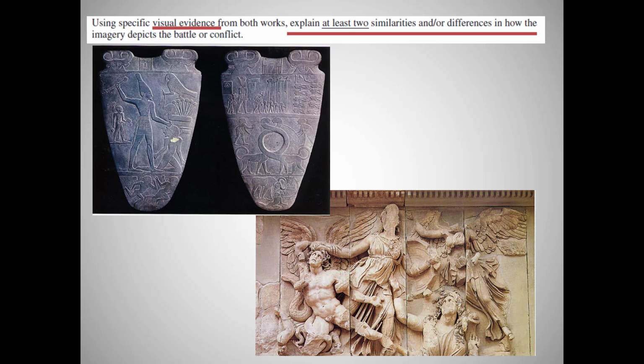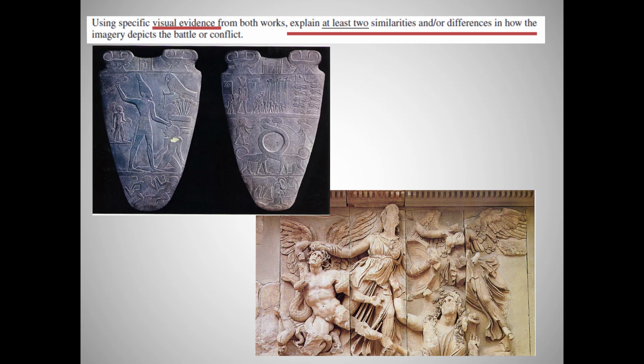So here are some similarities. Both depict clearly dominant victors using overpowering physical force to subdue their enemies. In both works, the victors are calm and controlled. They're winning without any apparent difficulty. In both works, the enemies are shown in poses that emphasize their defeat and submission. Both works include imagery of gods and goddesses to express divine involvement in the battle or conflict. And finally, in both works, the victors are differentiated from their enemies by idealized form, by scale, or by placement. In other words, the victors are bigger, more central, and more idealized than their enemies.